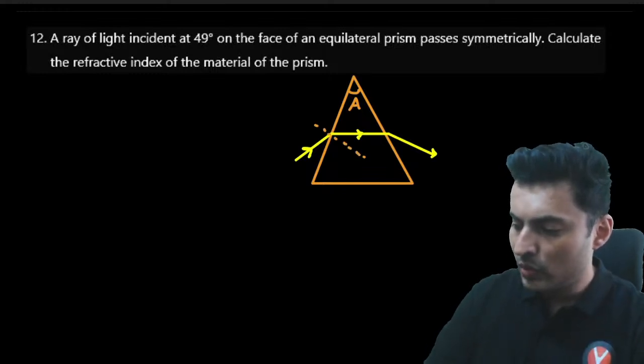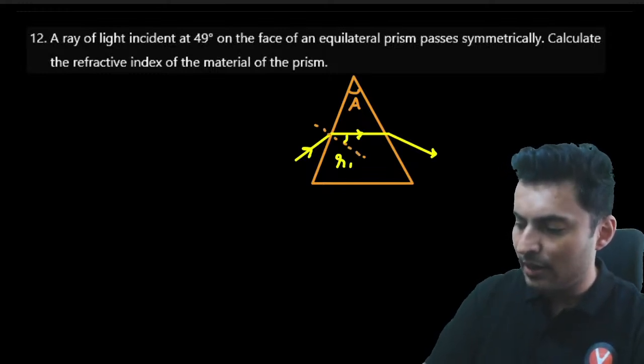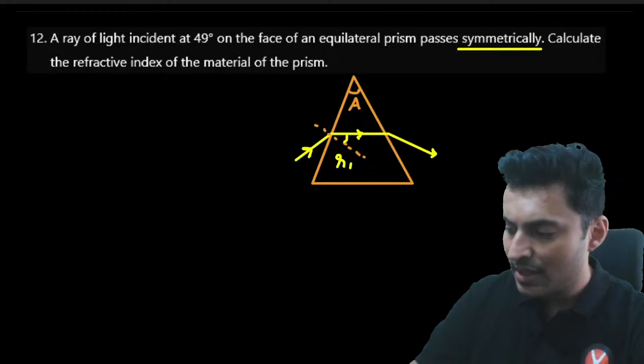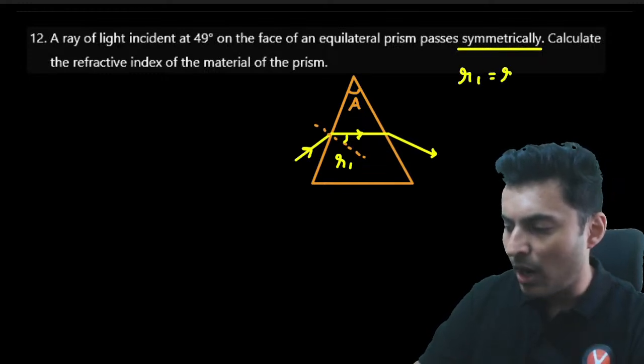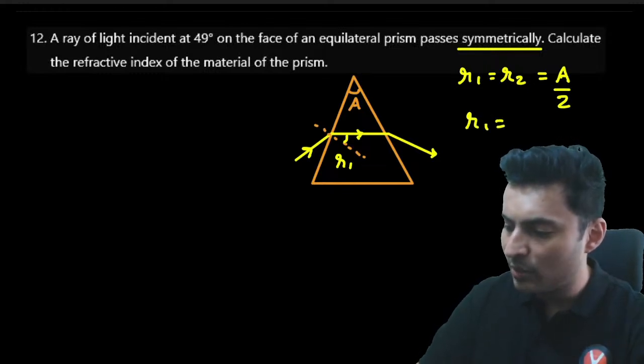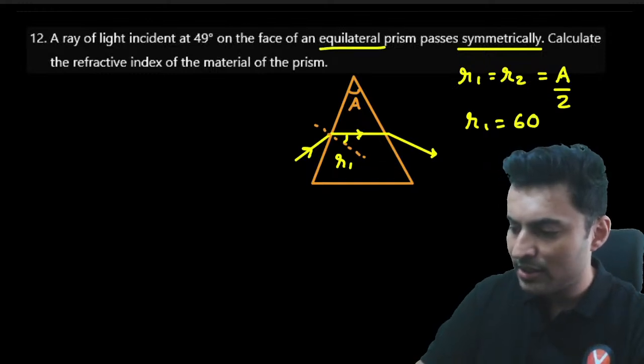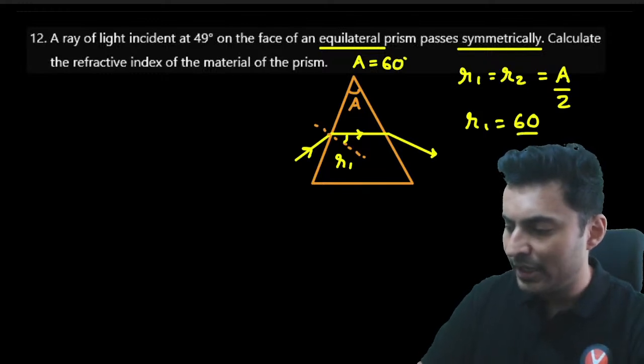So this is basically R1, and over here also you will get R2. Because it is symmetrical, R1 is equal to R2, which is equal to A by 2. That is standard. The angle of the prism: equilateral prism means the angle of the prism is 60 degrees. So 60 degrees by 2 will make it 30 degrees.